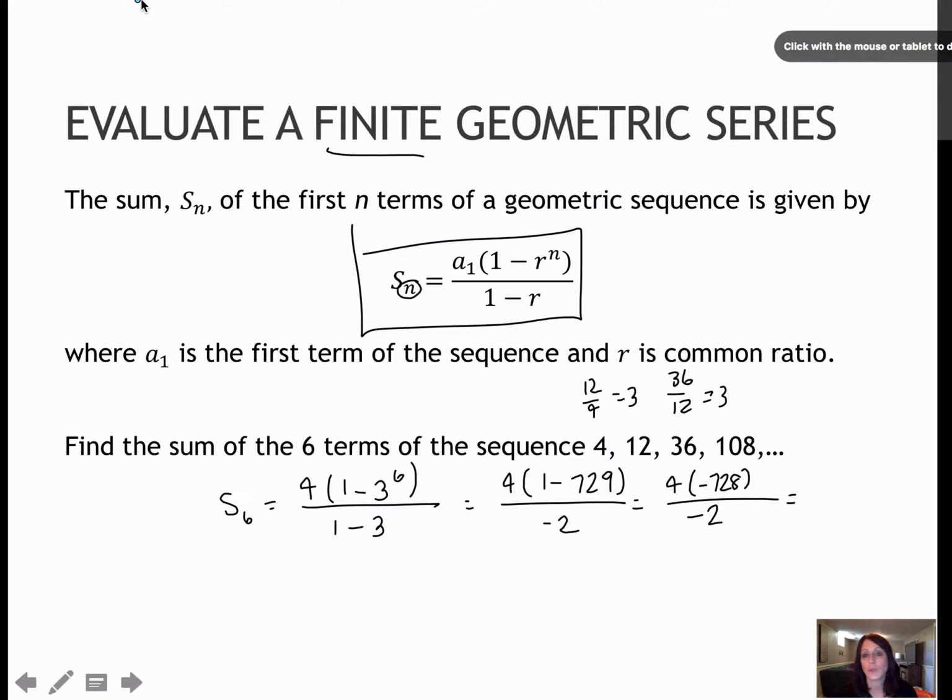And again, I can reduce at any point. I'll go ahead and reduce this to 1 and to negative 2. So really, I'm just taking negative 2 times negative 728, which is 1456. So that would be the sum of my first 6 terms. Again, this one would be easy enough that I wouldn't have to use this formula. I could just go ahead and find the 5th term by multiplying by 3 and the 6th term by multiplying by 3 and then adding those together. But again, using that formula is pretty easy as well.